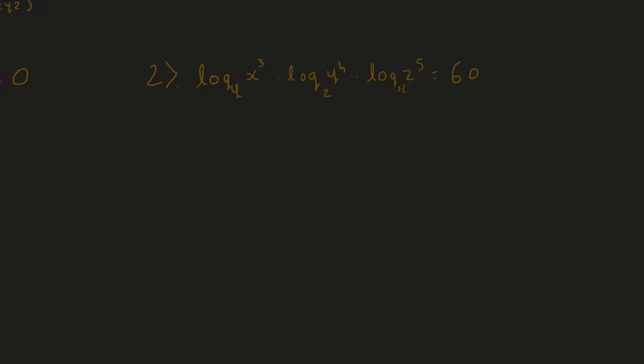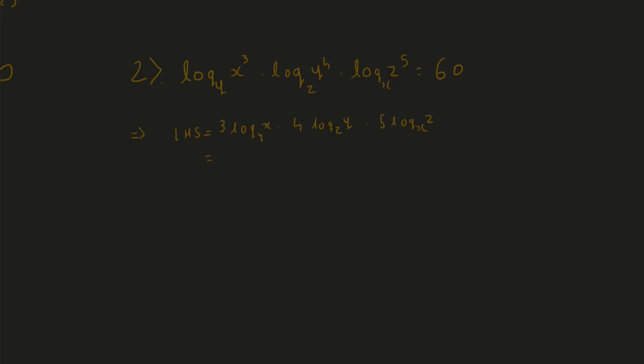Okay, now let's solve this one. Log x cubed to the base y multiplied by log y raised to 4 to the base z multiplied by log z raised to 5 to the base x. So the left hand side here, what we are going to do is, first of all, we take the 3 outside. So this becomes 3 log x to the base y multiplied by 4 log y to the base z multiplied by 5 log z to the base x. Pretty simple, we use the power property. Now 3 multiplied by 4 multiplied by 5 is just going to be, yes, 60.